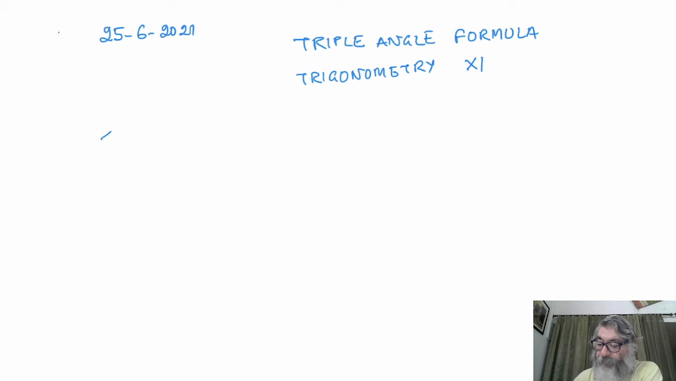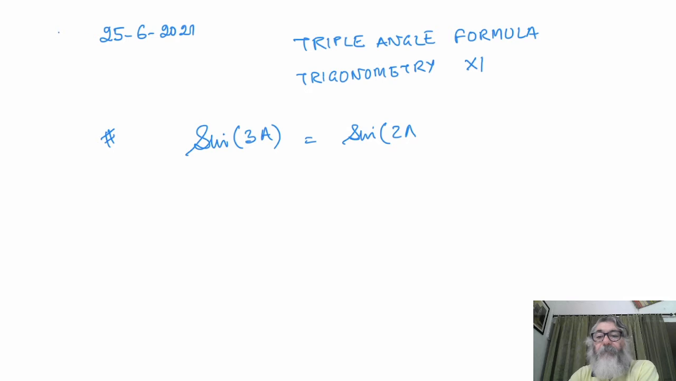For example, if I have to get a formula like sine 3a. Now sine 3a could be written as sine 2a plus a. Sine 2a plus a will give me 3a. But sine 2a plus a is of the form sine a plus b. And sine a plus b has formula sine a cos b plus cos a sine b. So I'm going to apply that.